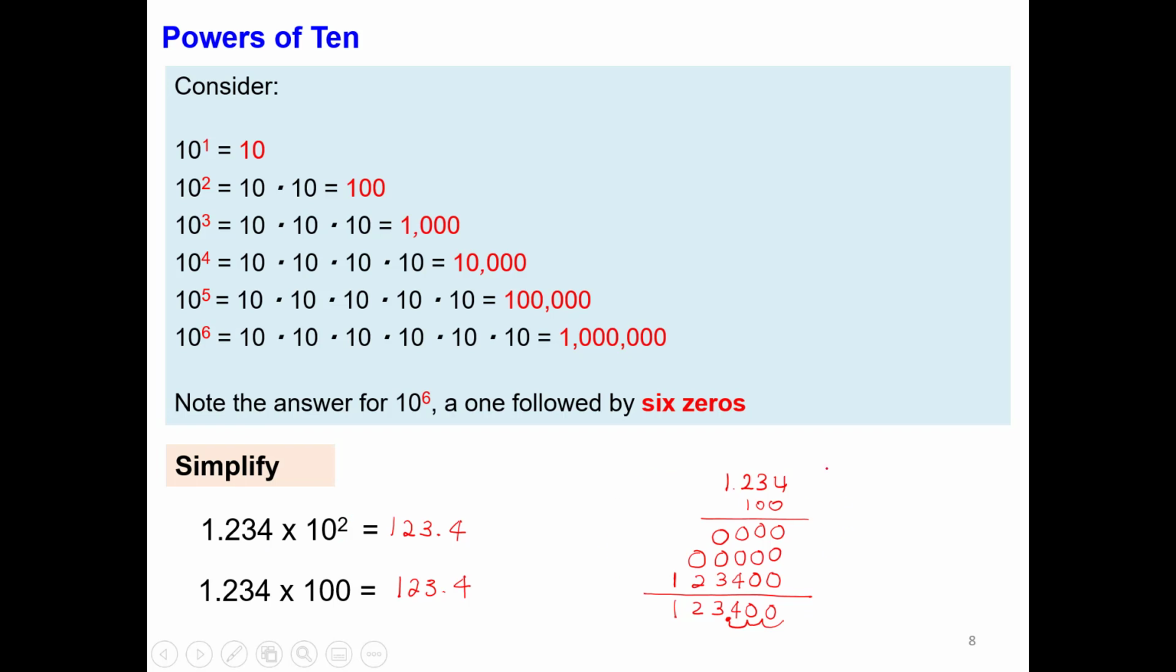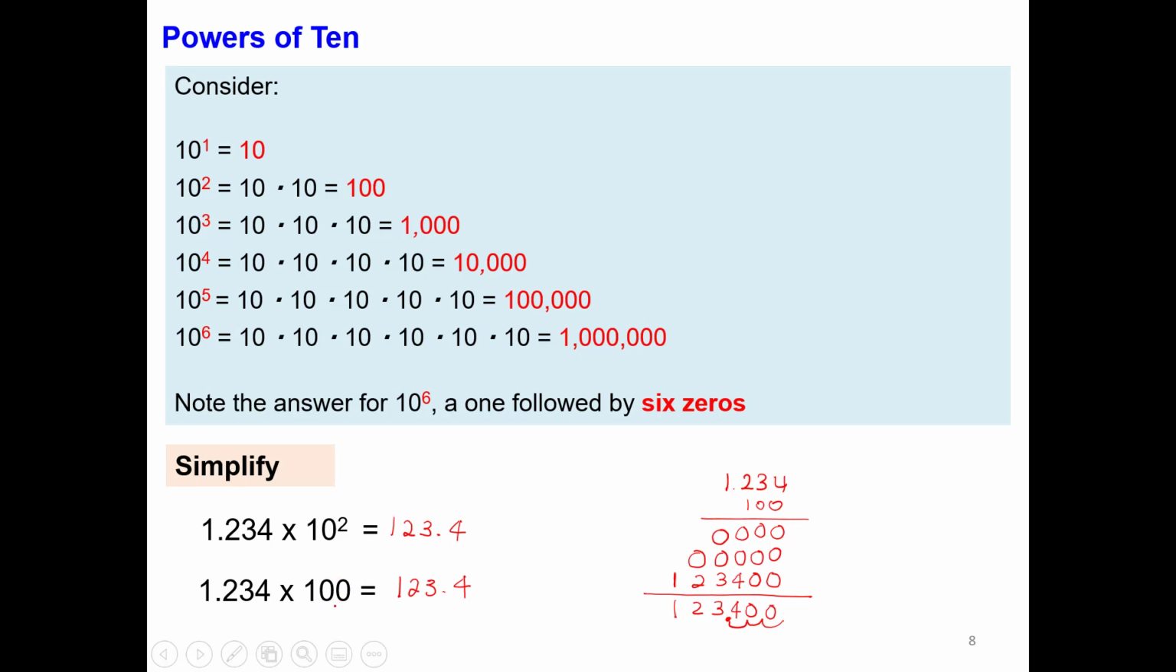What we can observe here is that if the exponent is 2, we don't need to do all this procedure. We can skip it. If it's 10 to the second power, we had 2 as the exponent, then we need to move the decimal point 2 places. Here, 1, 2 places. Then the answer is 123.4.